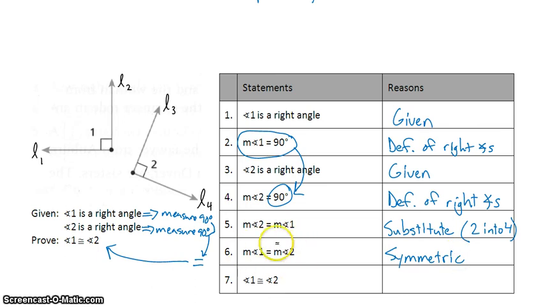And if two angles have equal measures, then those two angles have to be congruent. If this is true, then this is true. That's the definition of congruence.